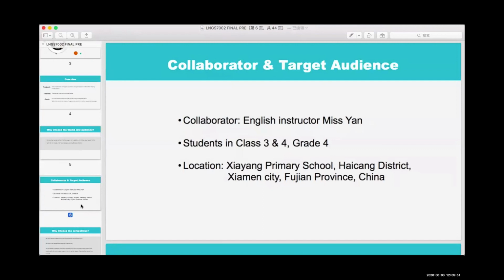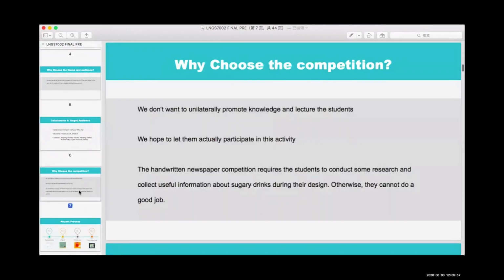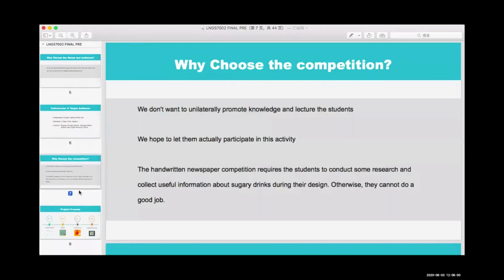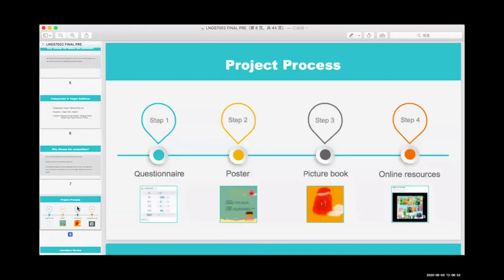And then I want to explain why we choose to hold the handwritten newspaper competition instead of other forms of activities. It was because we don't want to unilaterally promote knowledge and lecture the students. We hope to let them really participate in the activities. So we decided to hold the competition because in order to fulfill their design, they have to conduct some research about sugar drinks and gain some knowledge themselves during the process. Otherwise, they cannot do a good job. Next, I will introduce our program process.